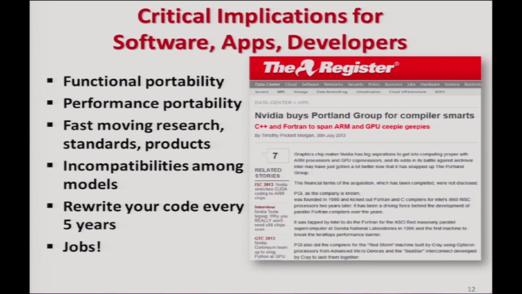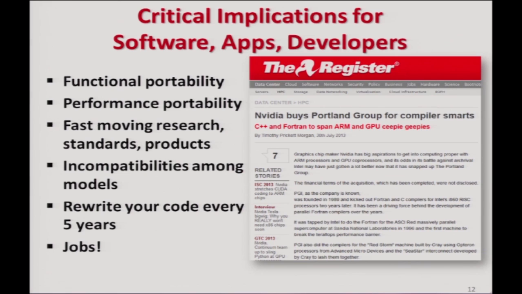So this has a lot of implications for us. Functional portability is something you have to worry about right off the bat. Performance portability is the other challenge with something like OpenCL. It runs everywhere. There are FPGA versions of OpenCL now, where you can actually take the code you write in OpenCL and run it on an FPGA. And that's really incredible. The problem is there are a lot of performance portability issues there, and you have to have some way to tune that. There's a lot of fast-moving research, standards, and products.